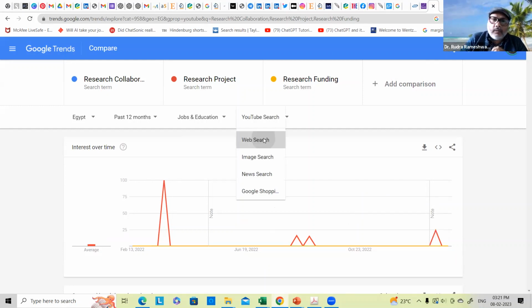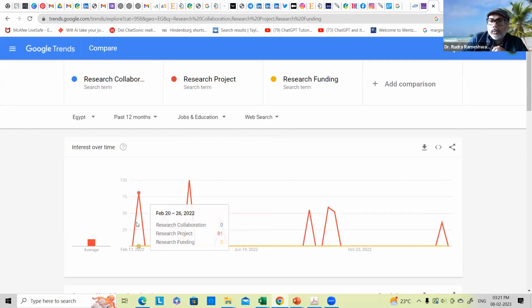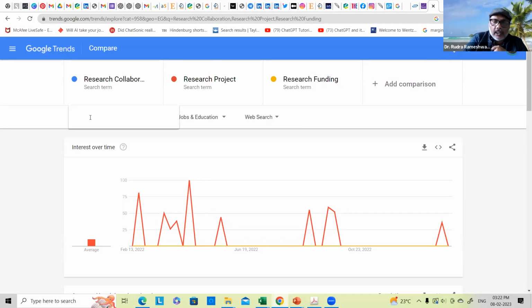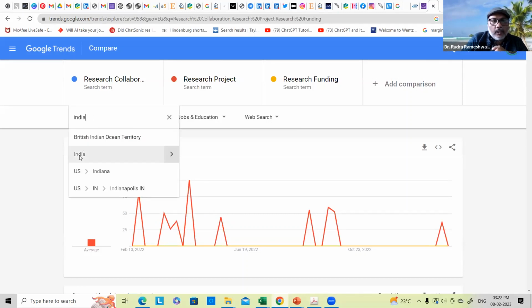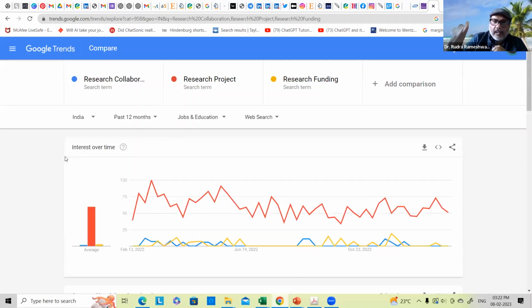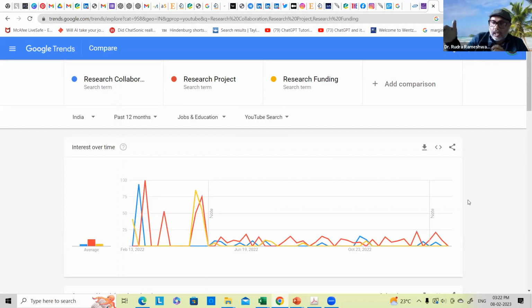If you are interested in web search, let's see the trend. It is somewhat improved compared to the YouTube search. This is the overall view of search, because these are also very low in the past 1 year, and the average is this one, in Egypt only. Let's talk about India. Let's see. Maybe somewhat high. The pattern, if you see, is quite high. And if I go for YouTube search, it could also be high, but it is lagging now.